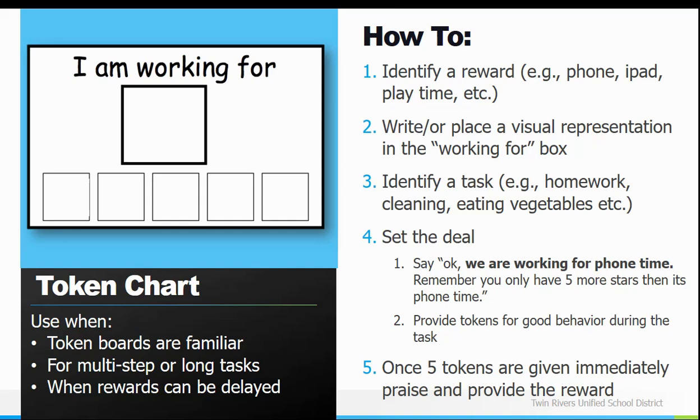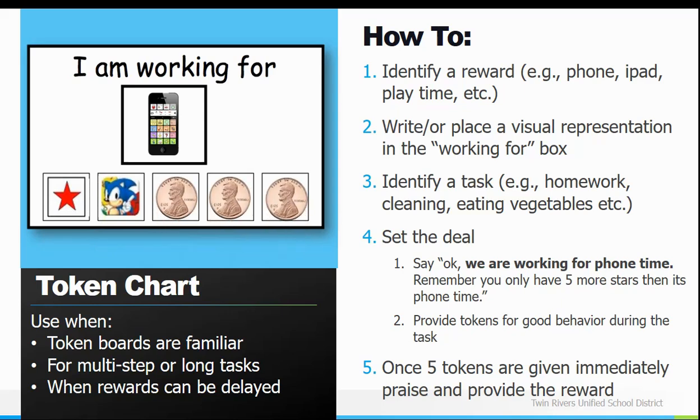So what you would say to your child is, what would you like to work for? They're going to say, a cell phone. And then we're going to set the deal. Okay, we're working for cell phone. Remember, you have to do 5 pages of your homework before you get the cell phone. And then you would reward them with a token for each page of their homework that they completed. Good job completing your math page. Good job with those sight words, and so on until they receive all 5 tokens.